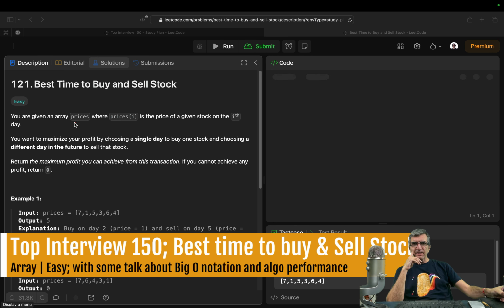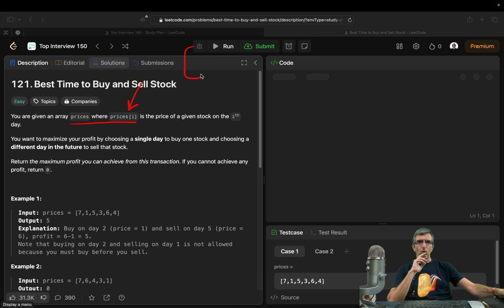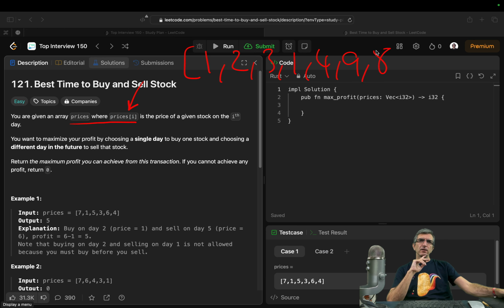You are given an array prices, where prices[i] is the price of a given stock on the ith day. So we have 1, 2, 3, 1, 4, 9, 8. These are the prices of the stock on the 0th day, first, second, and so on. You want to maximize your profit by choosing a single day to buy one stock and choosing a different day in the future to sell that stock. Return the maximum profit you can achieve from this transaction. If you cannot achieve any profit, return 0.